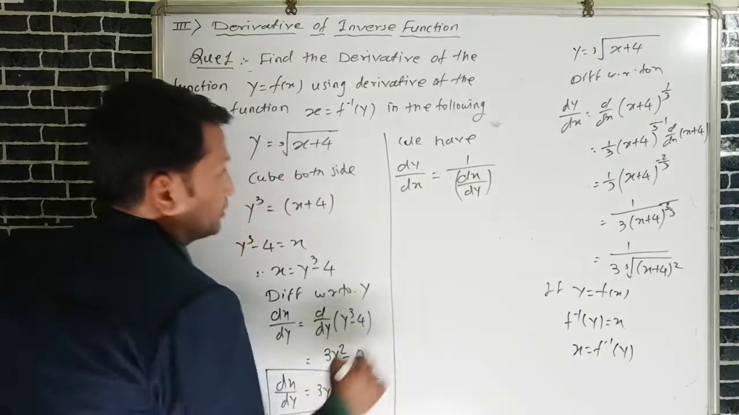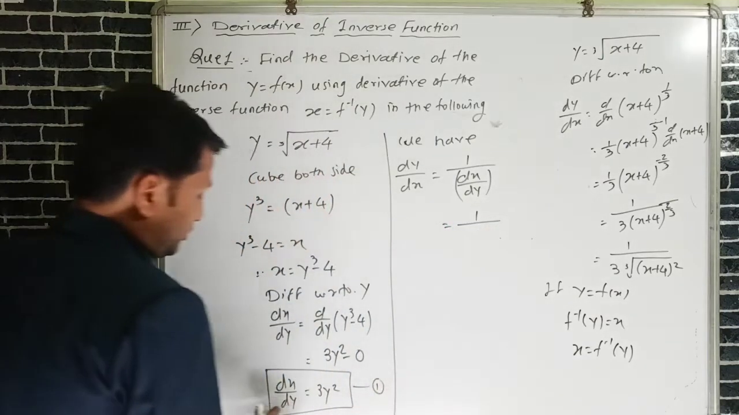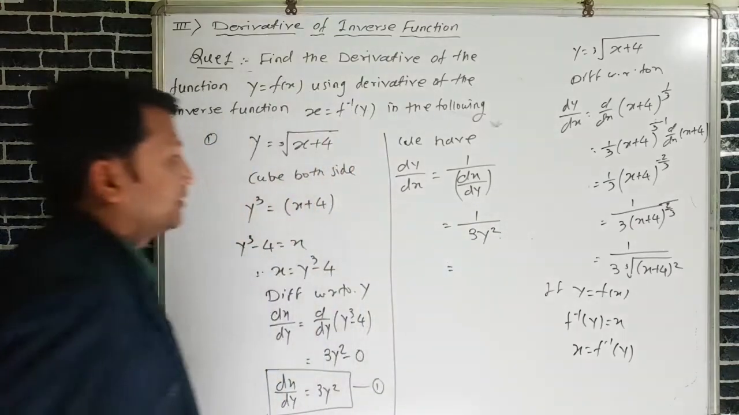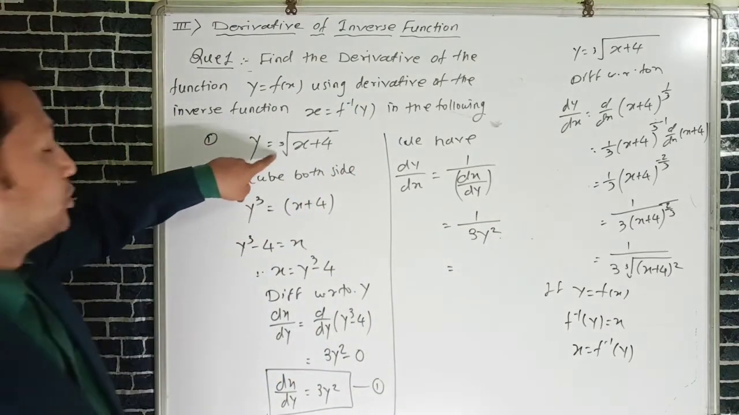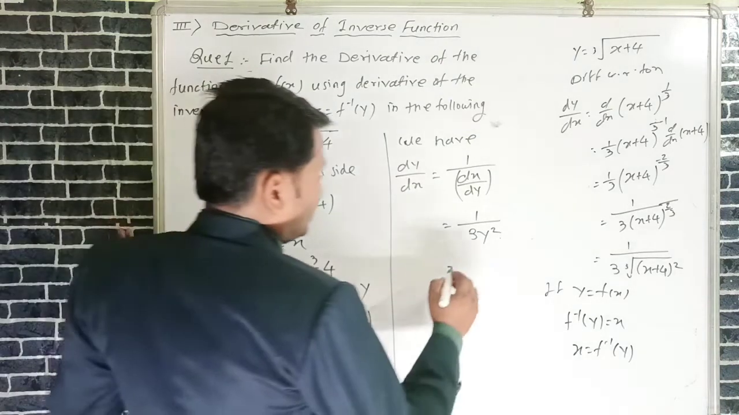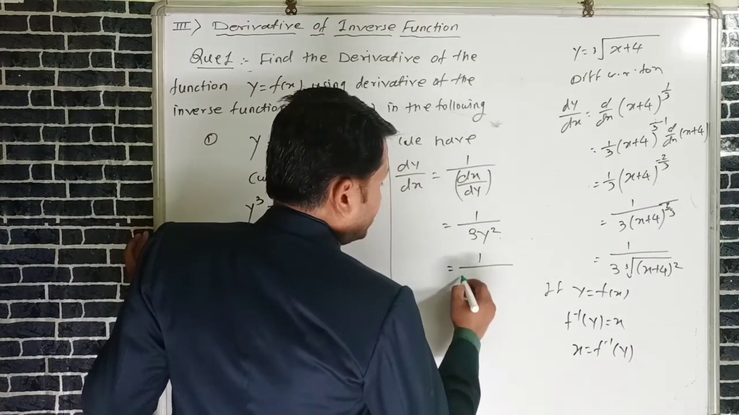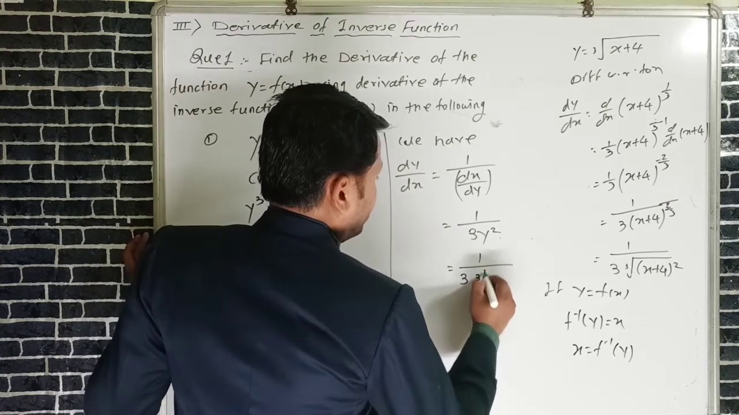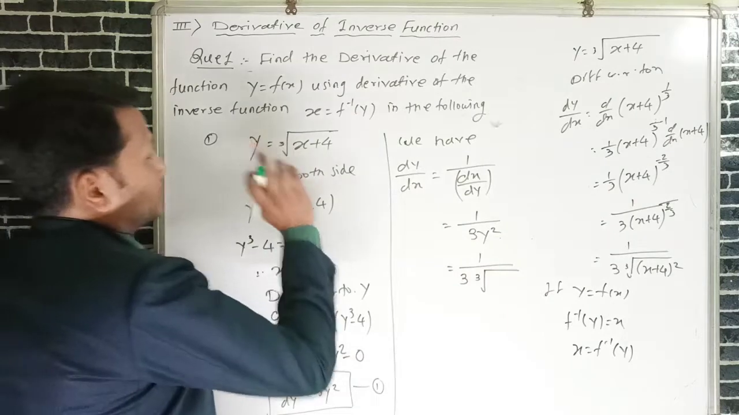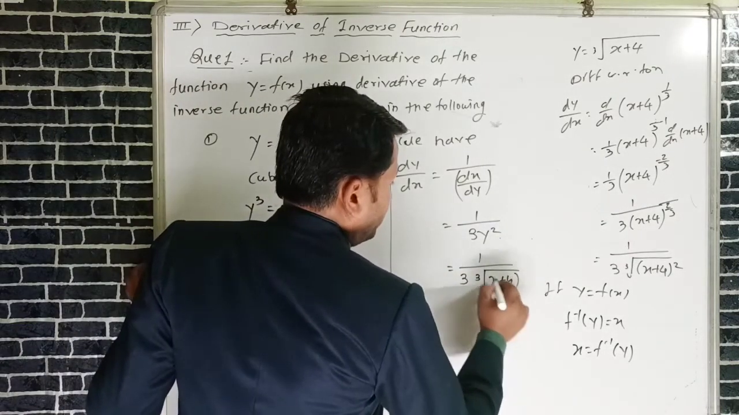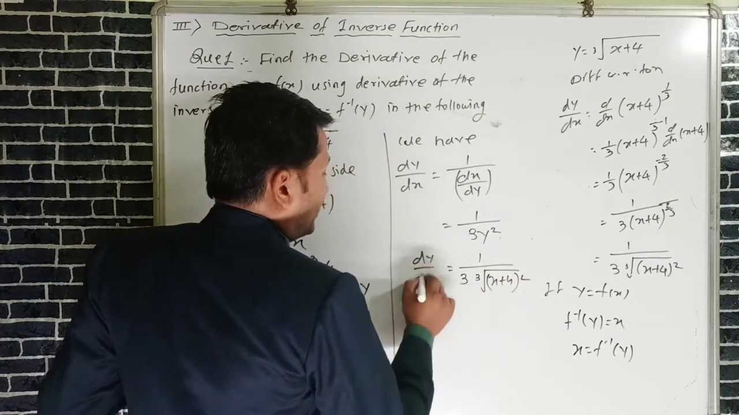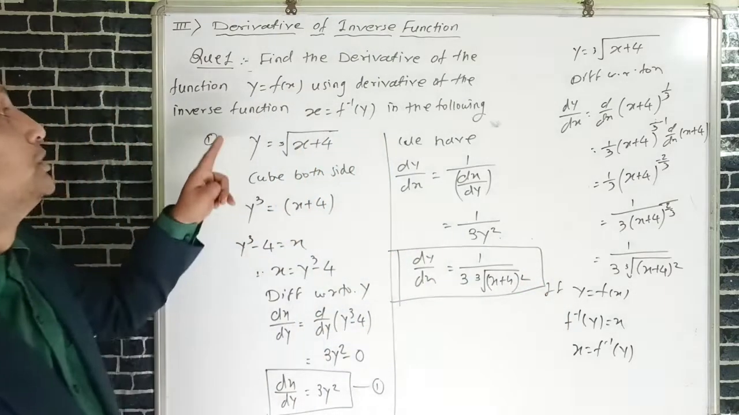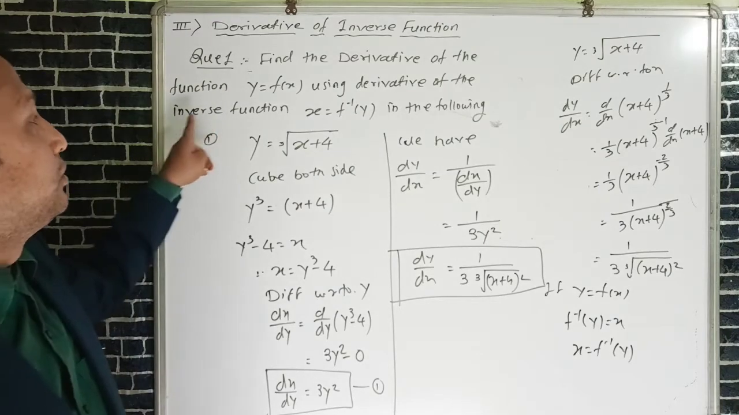From equation 1, the value of dx upon dy is 3y square. The value of y is cube root of x plus 4, hence we can write it as 1 upon 3 into cube root of x plus 4 whole bracket square, which is the required derivative dy by dx by using the derivative of inverse function.